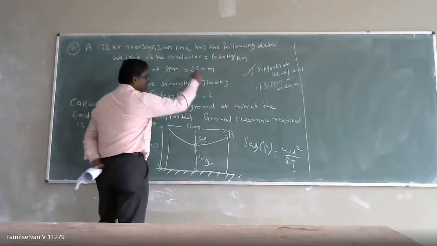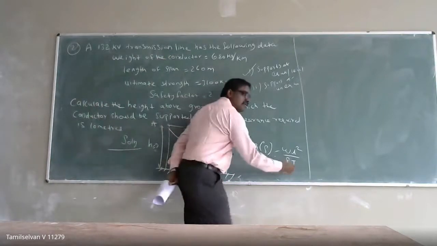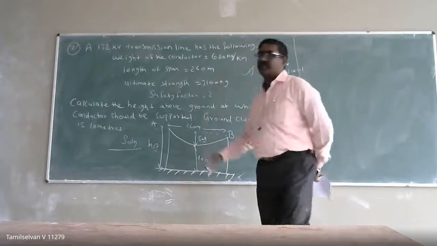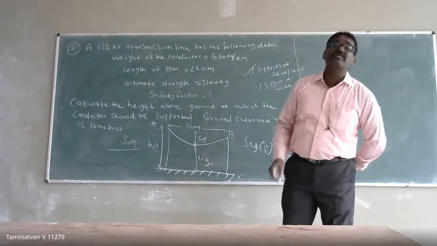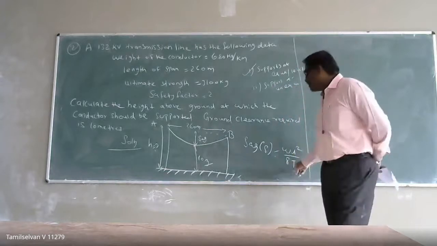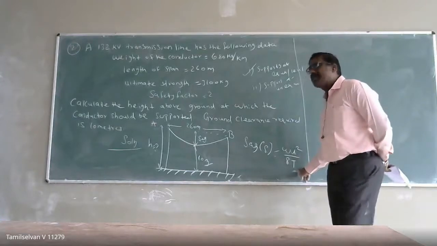Okay, that is going to happen 260. The weight of the conductor is given, but the tension is not given. Instead, they have given the ultimate strength and the safety factor. So you can calculate the working tension. T is going to be the tension of the conductor, which we call the working tension.